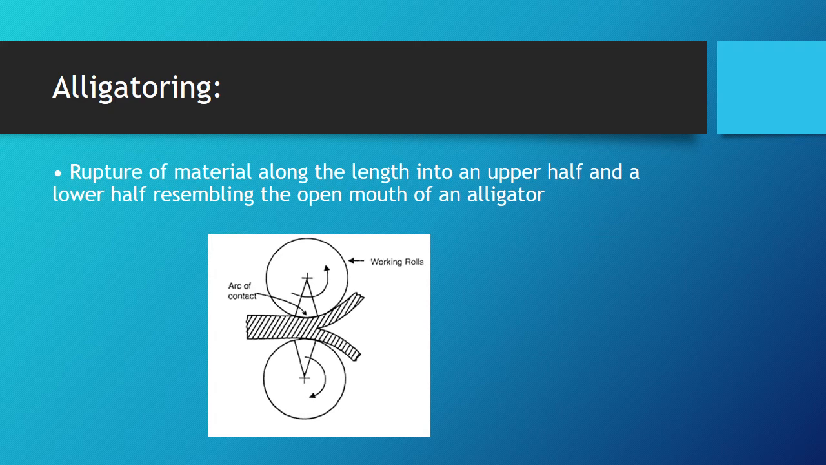The next kind of defect is alligatoring. Alligatoring is the rupture of material along the length into an upper half and a lower half, representing the open mouth of an alligator. This kind of defect is called alligatoring.